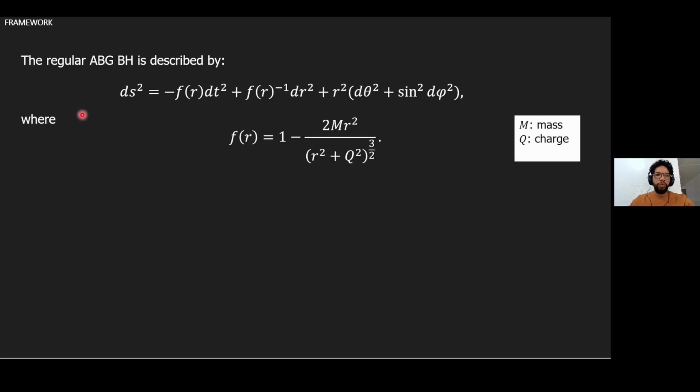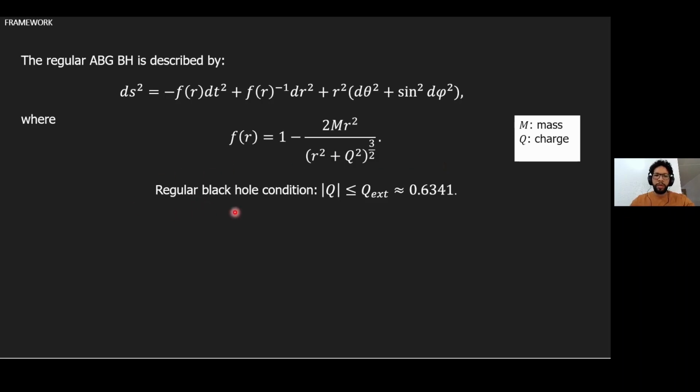The solution that we have used in our investigation was obtained by Ayón-Beato and García, and we shall call it for short the ABG solution, or just ABG, along this talk. This regular black hole solution is described by this line element with this metric function. And we can observe that this solution is completely characterized by the mass and the electric charge of the black hole. In order to have a regular black hole solution, the electric charge must satisfy this condition. For this value of the electric charge, which is approximately given by this numerical factor, we have the so-called extremal regular black hole solution.